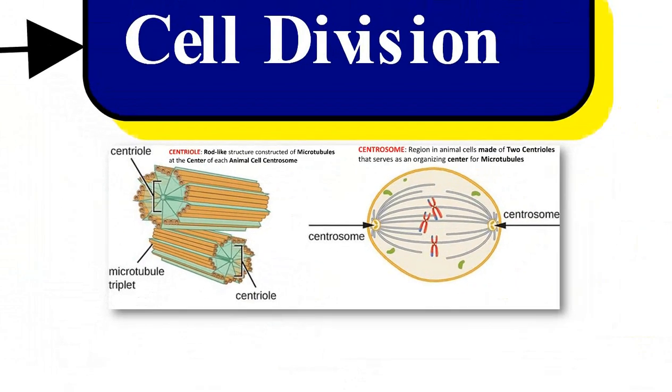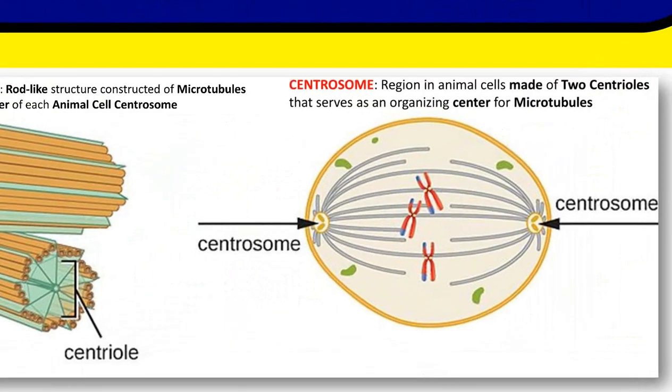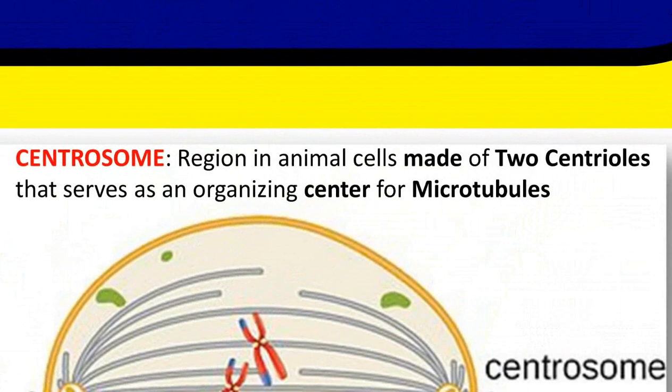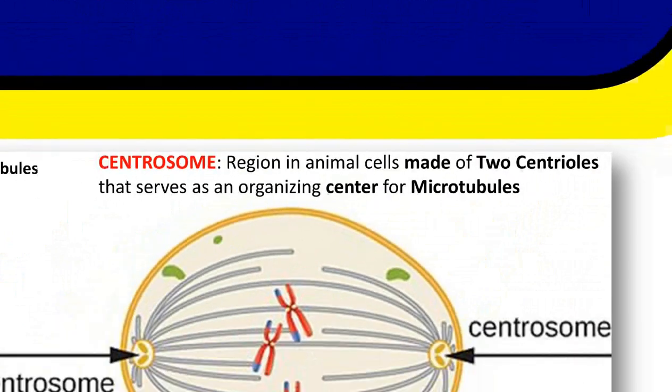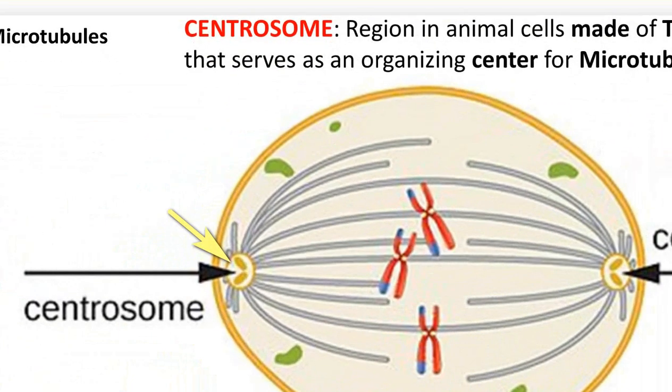Usually these two centrioles are present here. Then this centrosome is the region in the animal cell made up of two centrioles that serves as an organizing center for the microtubules. Here this is the centrosome.